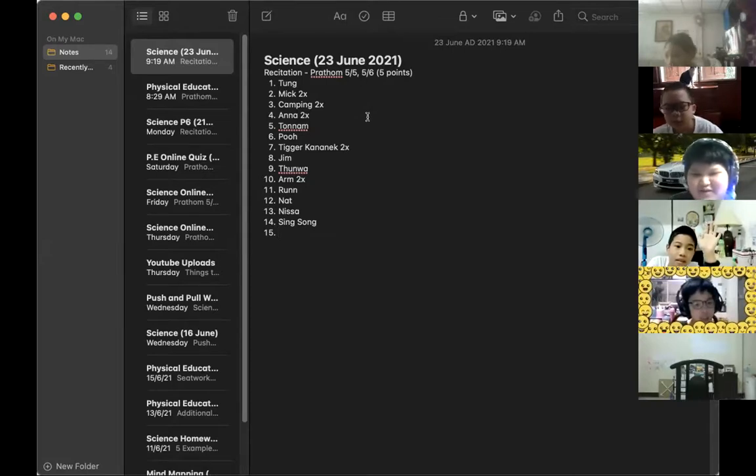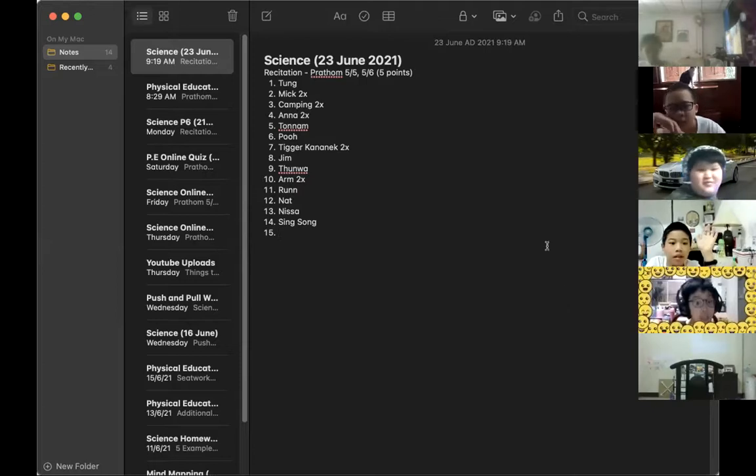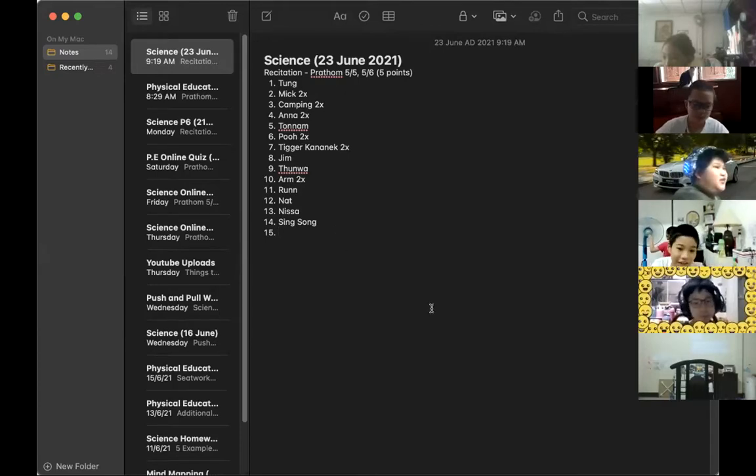Metal. Table. What kind of table? Desk. Yes. Road? Metal roof. Metal roof.